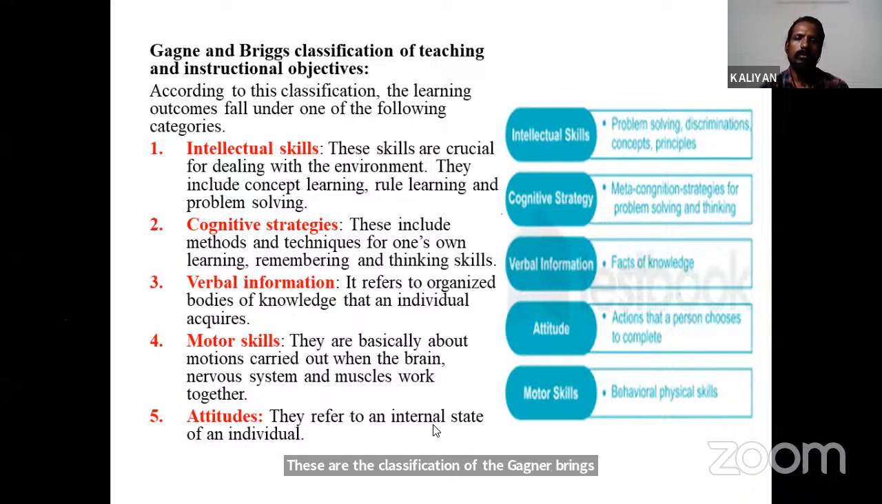Gagner-Briggs classifications: there are 5 types, intellectual, cognitive, verbal information, motor skill, and attitude. Questions will come like, how many Gagner-Briggs classifications are there? They will give 3 of the classifications, and another one from Bloom's taxonomy. Which one is excluded from the Gagner-Briggs classification? We need to understand this type of classification, then only can we answer that kind of question.